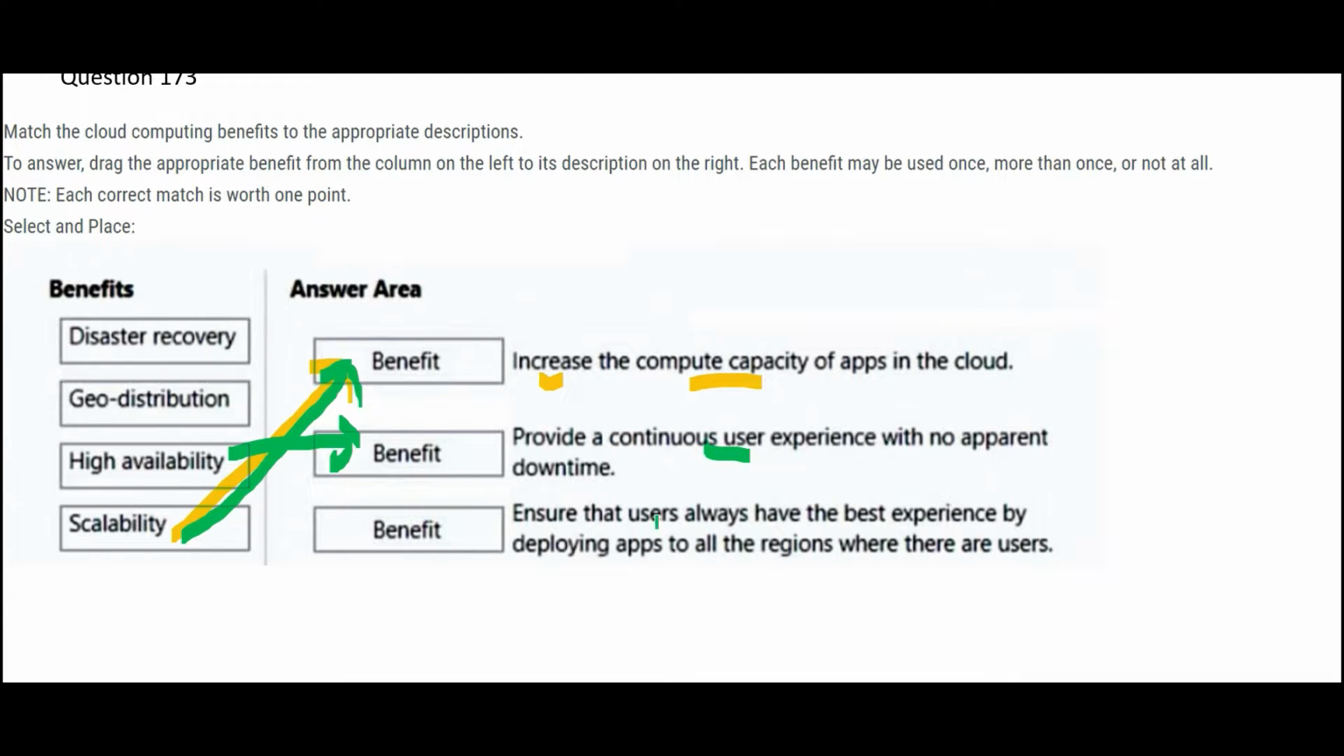Third says that you should ensure users always have the best experience by deploying apps to all the regions where users are. That means geo, something to do with geo. See, whenever we talk about regions or closeness to the users, what does the thumb rule say? Geo. Okay, not Reliance Jio, that is JIO. We are talking about GEO, geo distribution. That should be the answer here. So this would be my final answer.